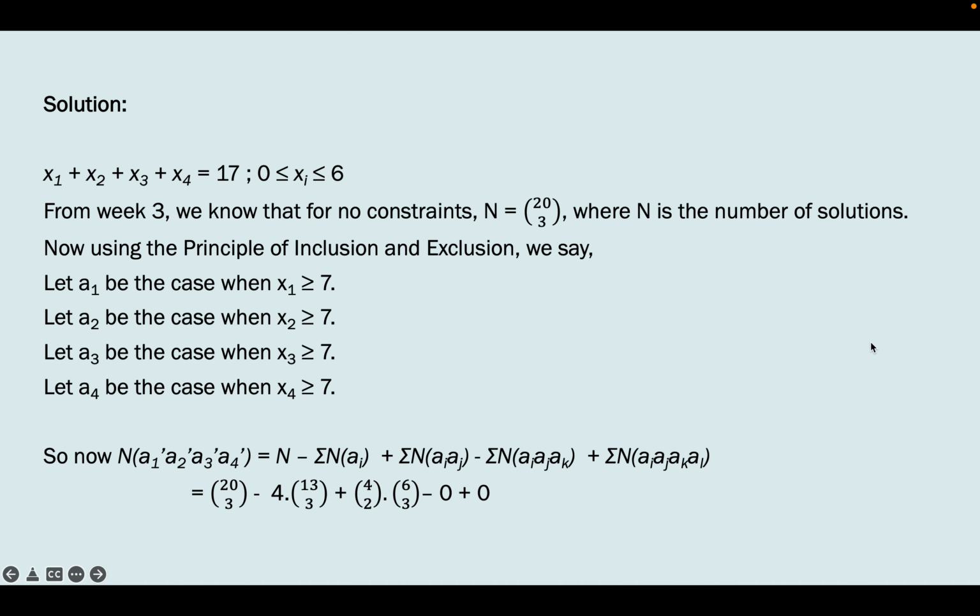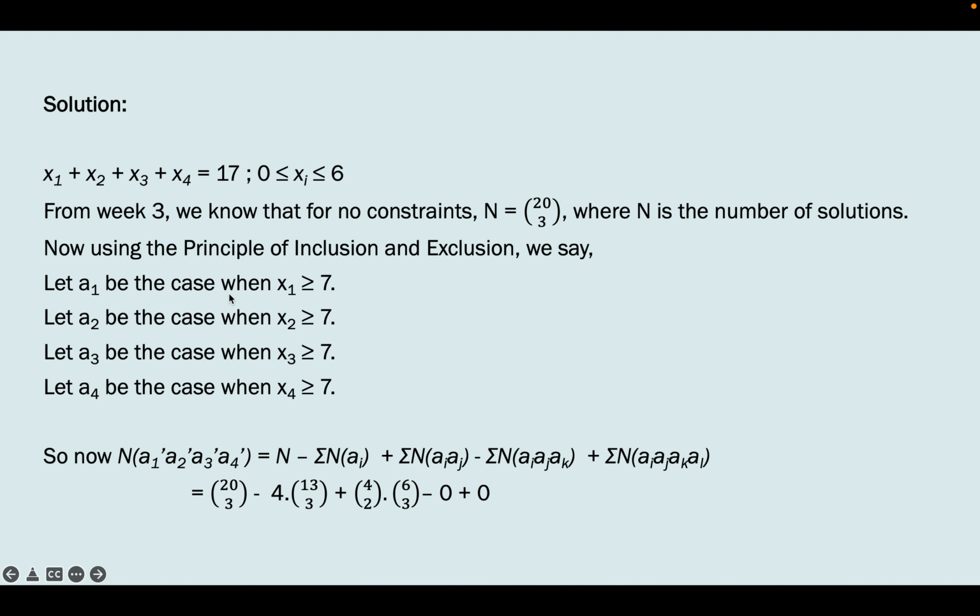Now back to our solution for the example today. First of all, we have the equation and the constraint given to us in the question. Then we know from week 3 that for no constraints, n equals 20C3, where n is the number of solutions. This is for our example today. So our k is 17 and our n is 4. And so we get (k plus n minus 1) C (n minus 1) equals 20C3.